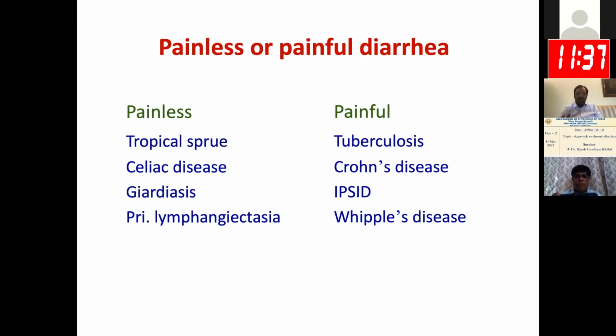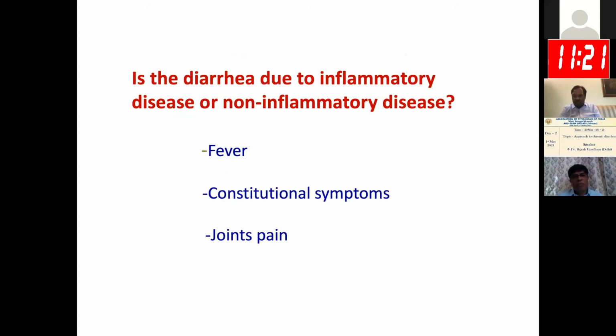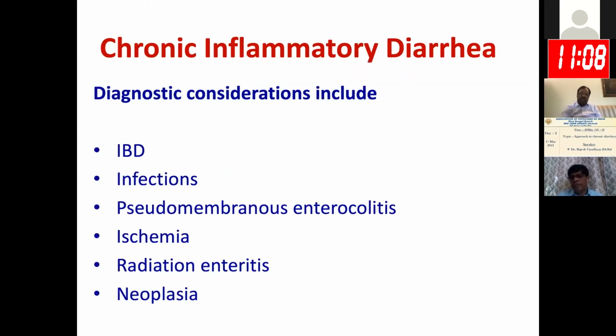Now, painless and painful diarrhea. Well, just to show some examples, celiac disease, giardiasis, etc., are all painless diarrhea, whereas diarrhea in tuberculosis or Crohn's disease will be painful diarrheas. Inflammation or no inflammation? Well, if you have features like fever and other constitutional symptoms associated with joint pain, etc., then clearly it is pointing towards inflammatory type of diarrhea.